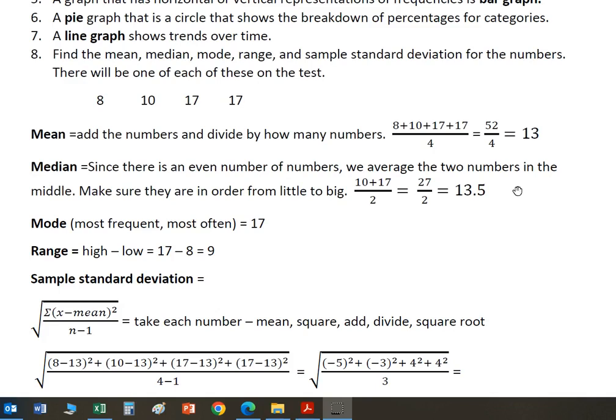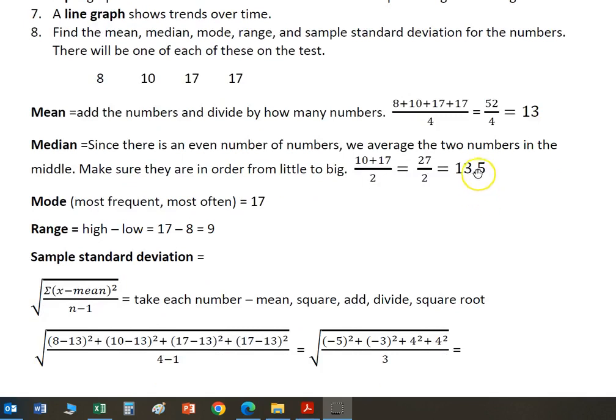Median, since there's an even number of numbers, we average the 2 numbers in the middle. Make sure they are in order from little to big. So there's 4 numbers, so we average the 10 and 17. 10 plus 17 is 27. Divide by 2 is 13.5. If there were 5 numbers, there would be an exact middle. The mode is the most frequent, most often, which would be 17. The range is the high minus the low, so 17 minus 8 is 9.